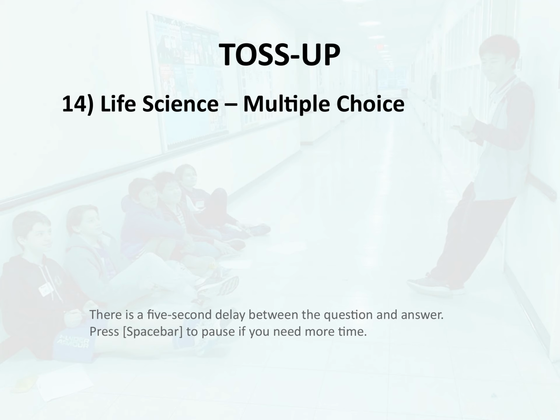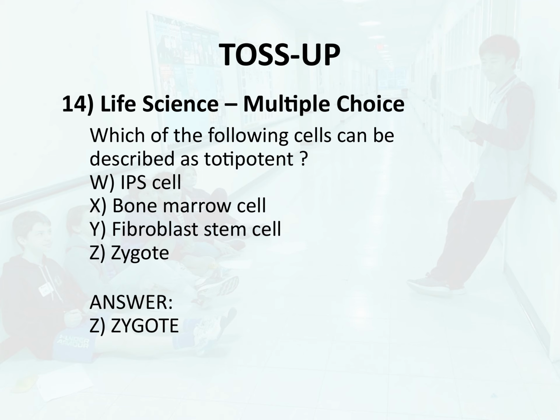Toss-up 14. Life science, multiple choice. Which of the following cells can be described as totipotent? W. iPS cell. X. Bone marrow cell. Y. Fibroblast stem cell. Z. Zygote. Answer: Z. Zygote.